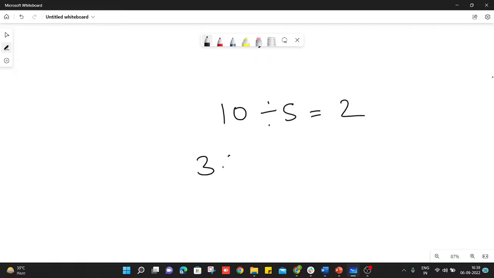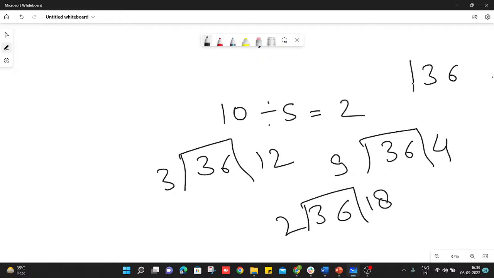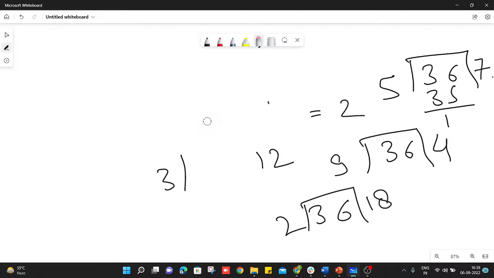Let's see 36. If you divide 36 by 3, you will get 12. If you divide 36 by 9, you will get 4. If you divide 36 by 2, you will get 18. If you divide 36 by 5, you get 7 and a remainder of 1. So 36 is not divisible by 5. Let me tell you some common rules.